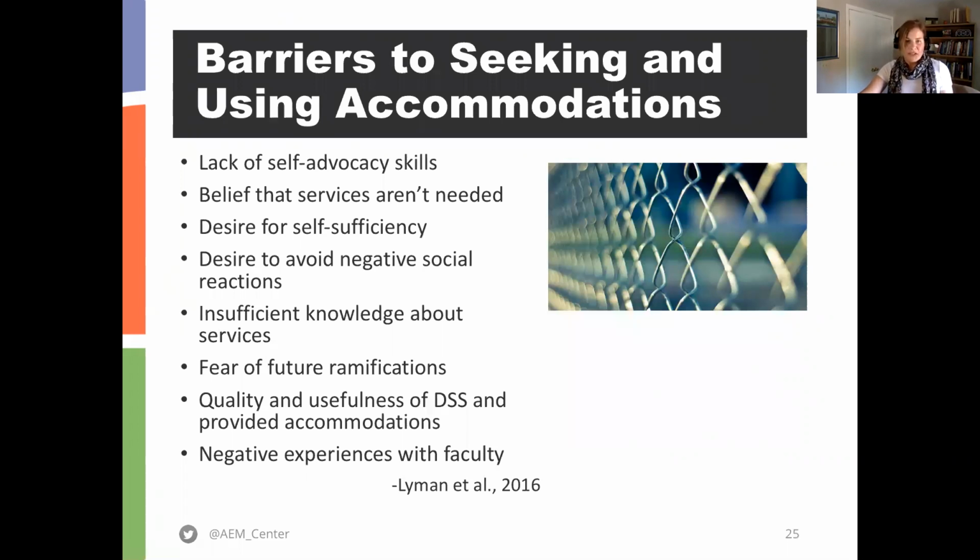The quality and usefulness of the Disability Services Office, and the accommodations that they're provided. And of course, that's a very detrimental situation when a student who needs accommodations isn't effectively provided with them. And then, of course, negative experiences with faculty. That too is real, and we need to make sure that students are prepared to manage that.